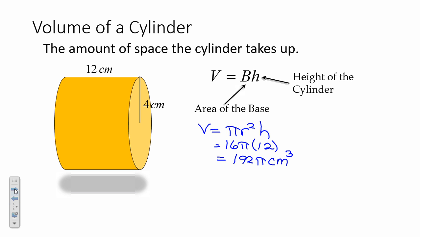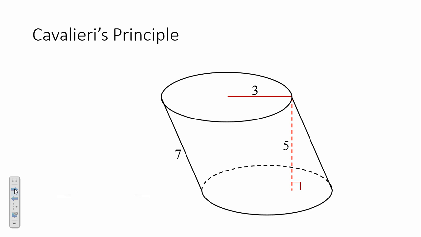Okay, so Cavalieri's principle again says it doesn't matter if we have a slanted or a right cylinder, the volume's going to be the same. So we have to be careful though. We can't use the slant height. We have to use the perpendicular height, the height that's perpendicular to the base. So we would use the 5.